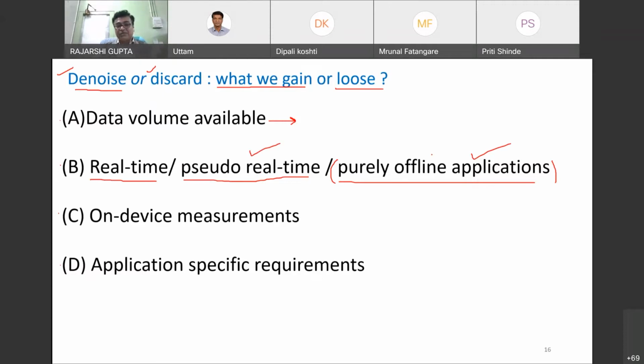Pseudo real time and real time, there is basically a very fine line of division between them. And the difference basically depends upon the latency of the measurement. By latency of measurement, what I mean is what is the expected output from my real-time processing that is allowed or allowable.